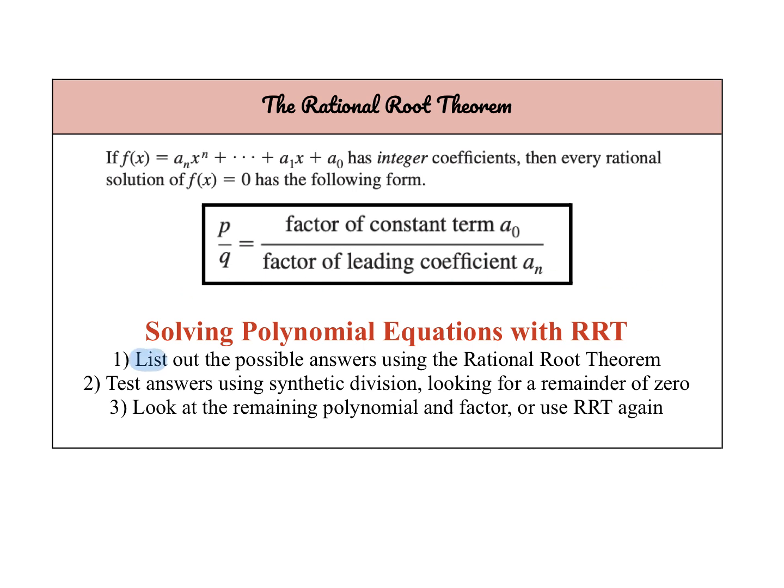So after you list out the possible answers with the rational root theorem, you're going to start testing your answers with synthetic division. And you know that one of the answers works when you get a remainder of 0. So once you have a remainder of 0, you have at least one of the answers. You're going to look at the remaining polynomial and see if you can factor it, or if it's a really difficult problem, you'll have to use the rational root theorem all over again until eventually you find all of the possible zeros.